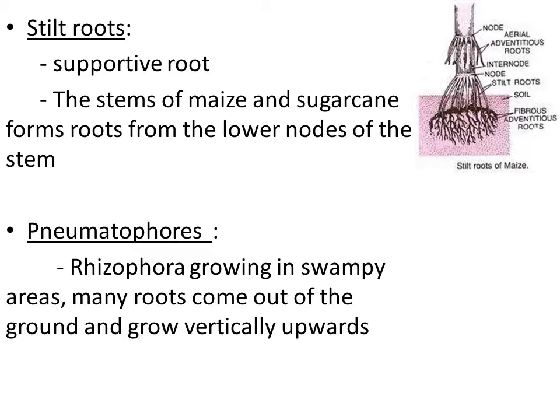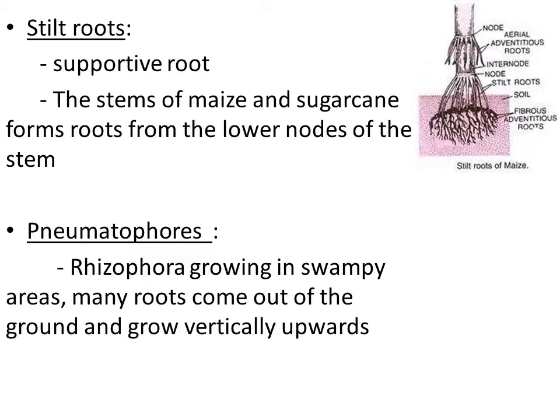Swampy areas are nothing but areas where lots of water is present in the soil, and the water is somewhat salty, right? Because of the salty water, the plant roots are not able to absorb a sufficient amount of oxygen. So in order to get oxygen, roots come out vertically upward from the soil, right? These vertically upward roots are called pneumatophores.